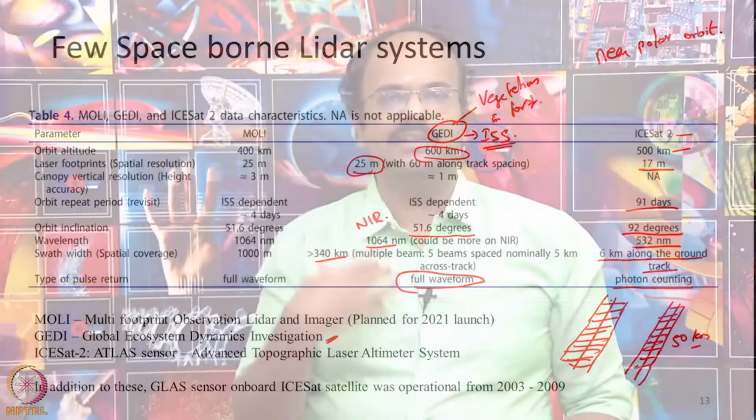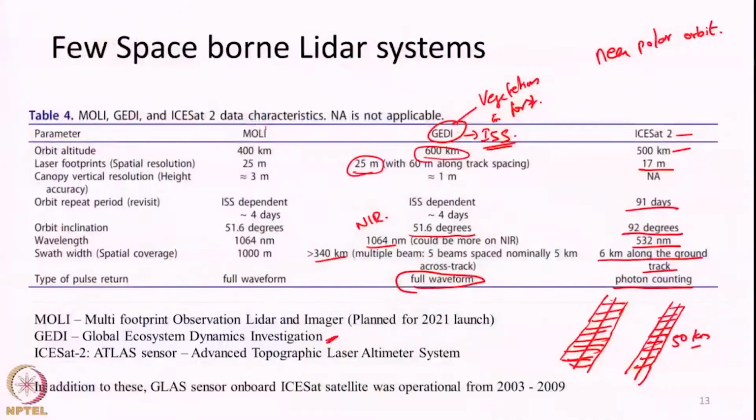After this GEDI, one more sensor called MOLI, Multi-Footprint Observation LIDAR and Imager, is planned to be launched, again to be placed in the International Space Station. So, this is kind of a second demonstration tool. GEDI will be taken off and MOLI will be placed, that is the information available in the literature, and it is planned to be launched in the year 2021.